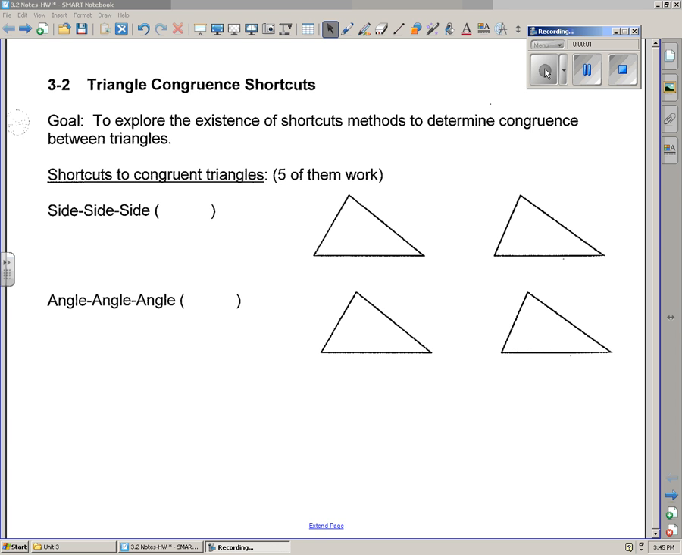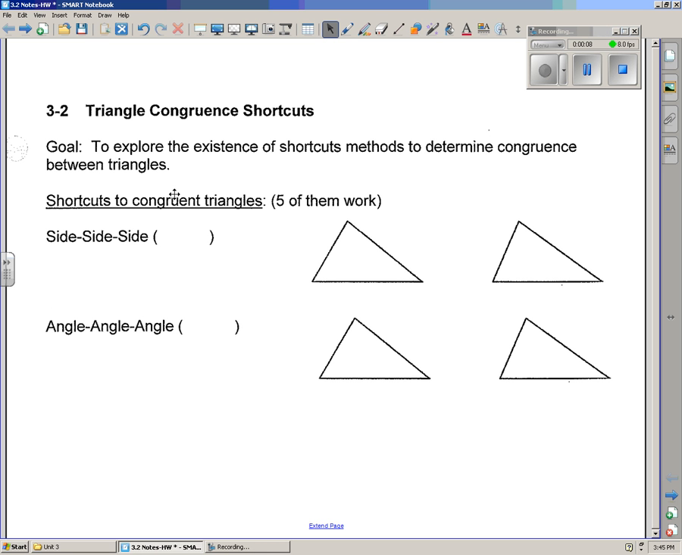Triangle congruence shortcuts. There are 7 of them that we're going to talk about, 5 of which work. The side-side-side congruence theorem, we abbreviate it as SSS.